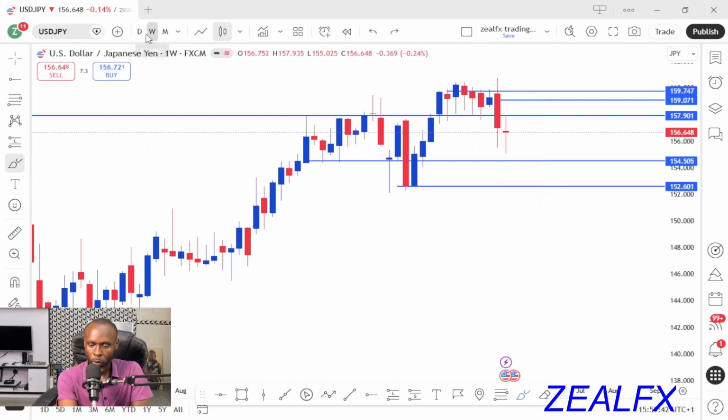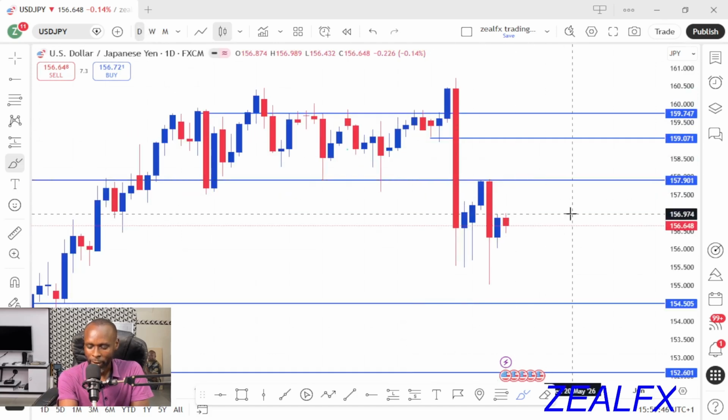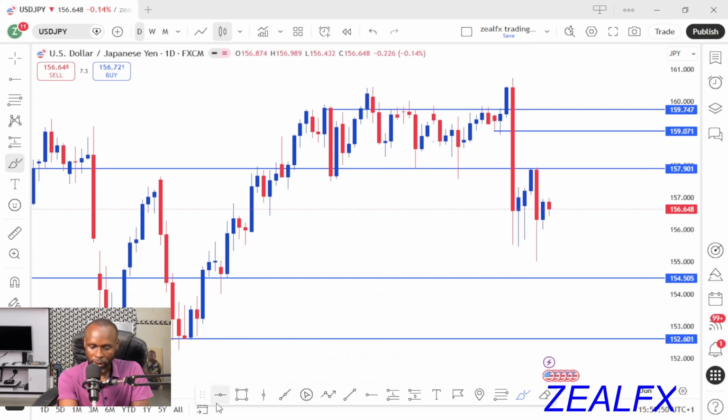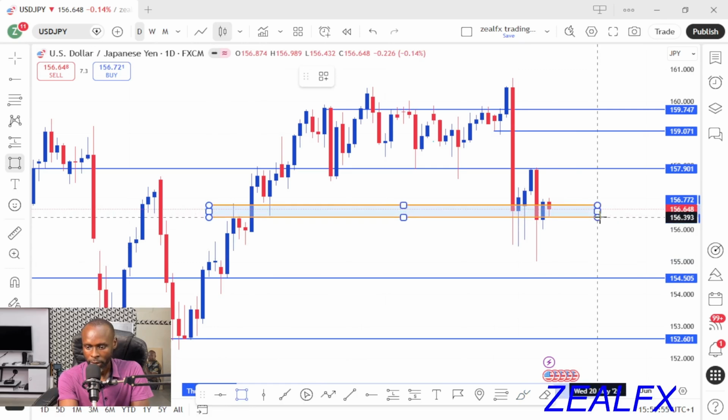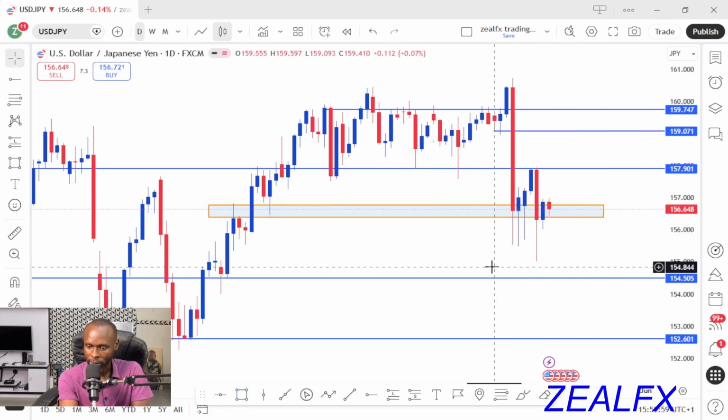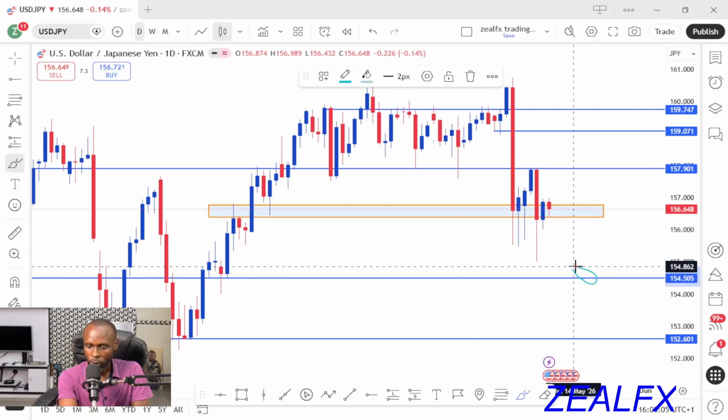So let's go back to our daily time frame. On my daily time frame now, we can clearly see that we are currently on this daily resistance area. So we are expecting our sell from this resistance area for price to drop to this next weekly support area. So expect price to drop from this level to this weekly support level this coming week.